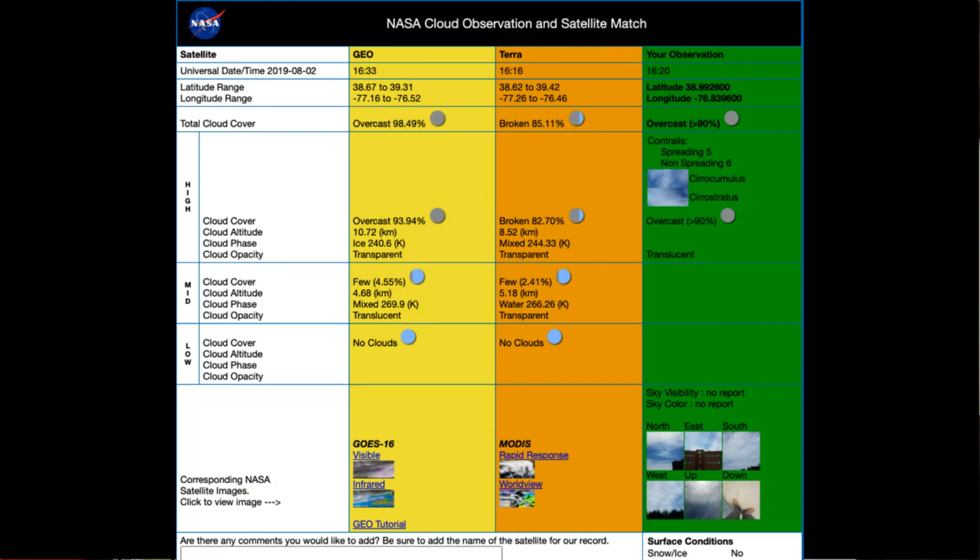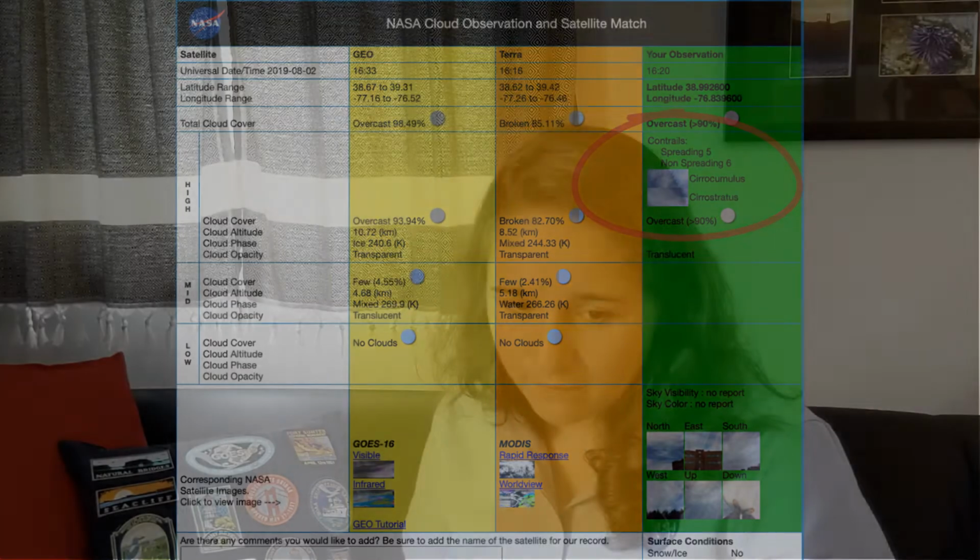I think this is a great example of the value of citizen science observations. The satellites both reported a lot of high-level clouds, which is what I saw too. But I was also able to name those high-level clouds. They're cirrus, cirrocumulus, spreading contrails, and non-spreading contrails. Humans can add a lot of information about cloud types.